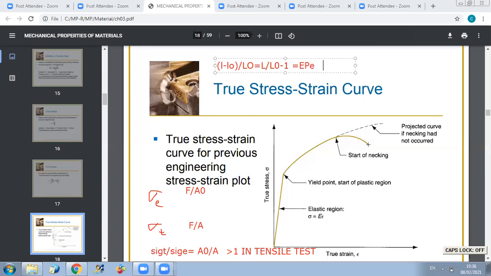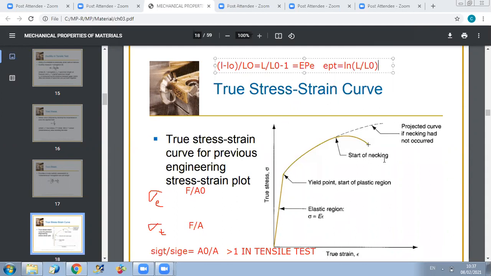So if you compare it with epsilon true, which is equal to ln of L over L0, you can see that in case of tensile strain, where L is higher than L0, the engineering strain will be higher than the true strain. So by just comparing these two functions, you will see that the engineering strain is higher than the true strain. And we will do problems on this.